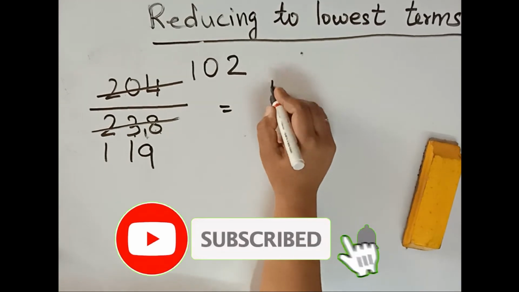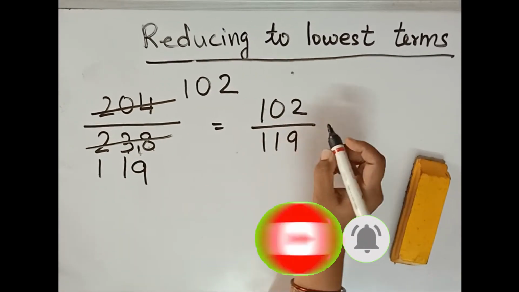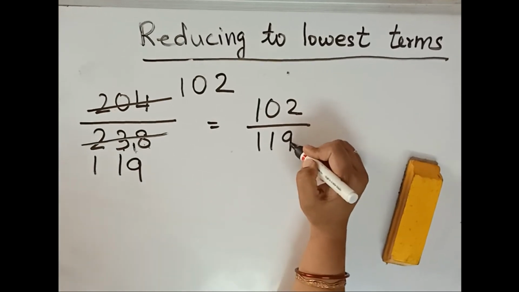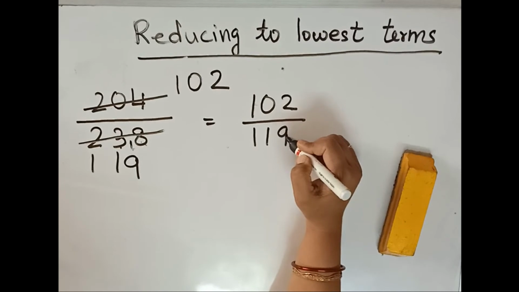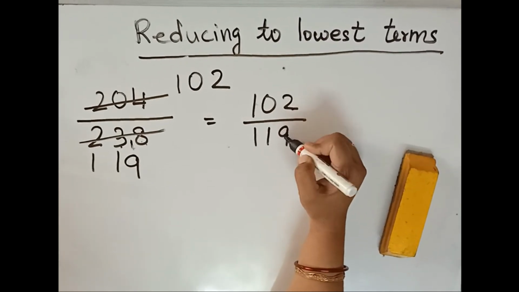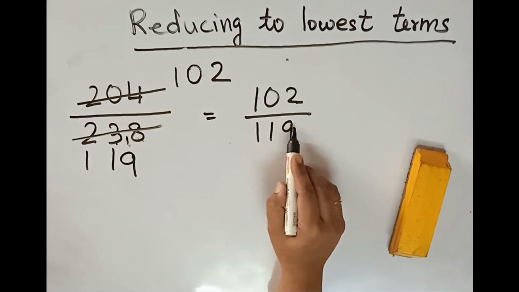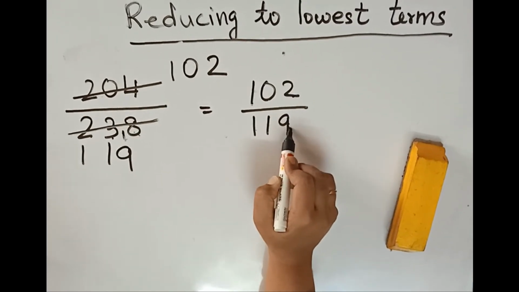So what answer did you get? 102 and 119. Now see the unit place. Here it is 2. Here it is 9. If 9 is there, it means it will go by 3 or 9. Here 2, it will go by 2. But both are different. So we have to check in which table 102 and 119 are going to come.